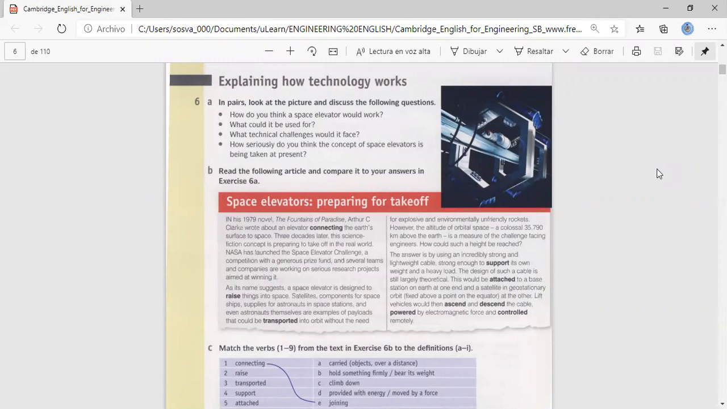Ready? Reading. So we have here on page 8 the subject explaining how technology works. During this part or section of the unit, you will find the following vocabulary useful. I'm going to write it down here, on the left side.